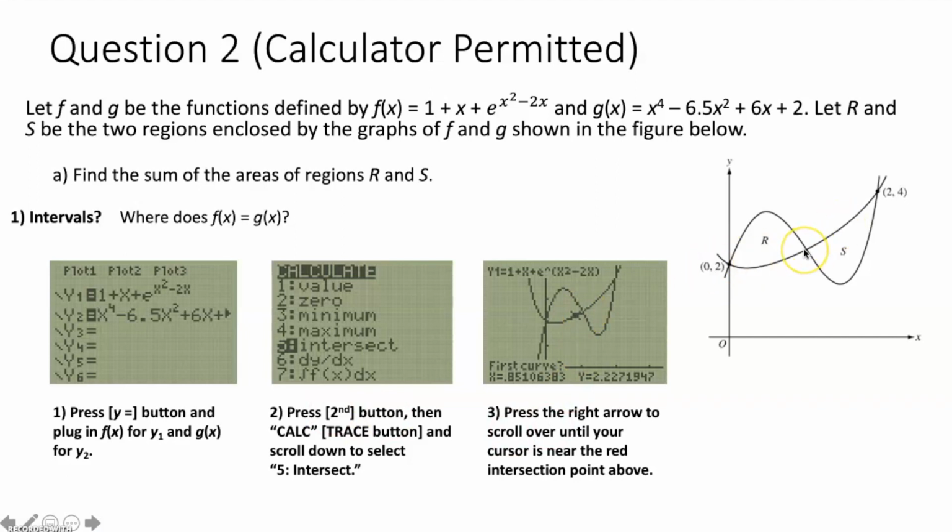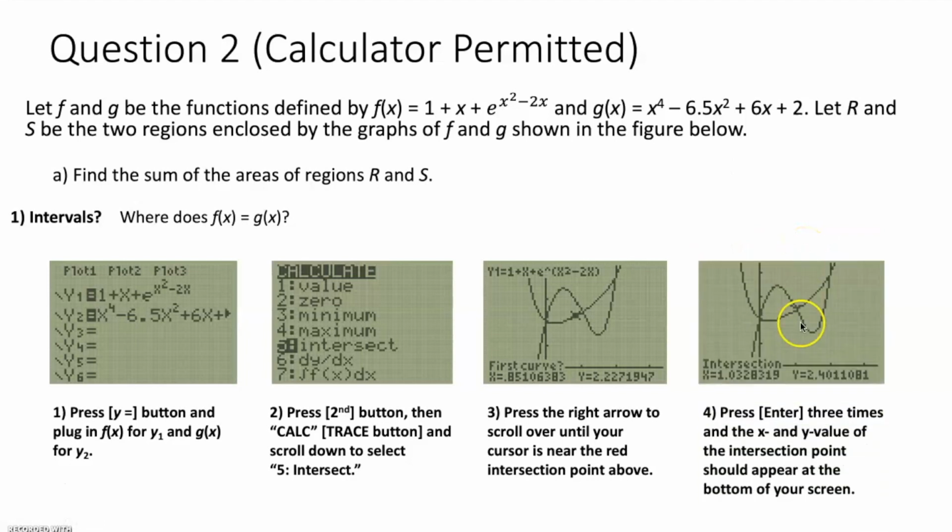Once you get there, you're going to press enter 3 times and that will tell you the x value at which they intersect, which is x is equal to 1.0328319. Now, since that is the intersection point, we know our intervals are going to go from x is equal to 0 to x is equal to that x value, and then from x is equal to that x value to x is equal to 2.